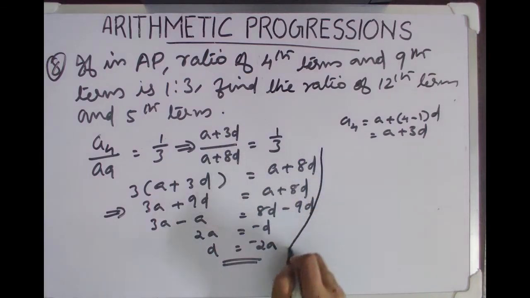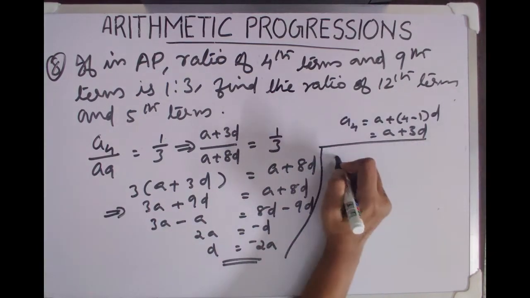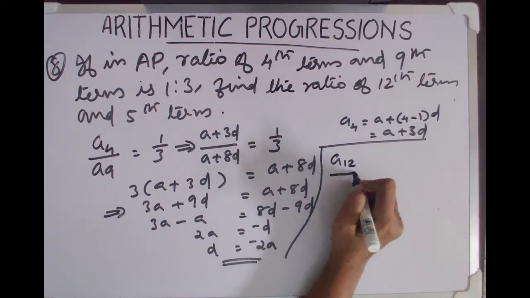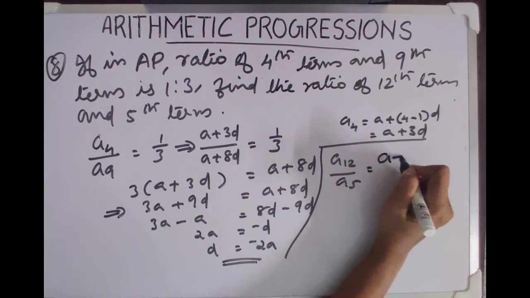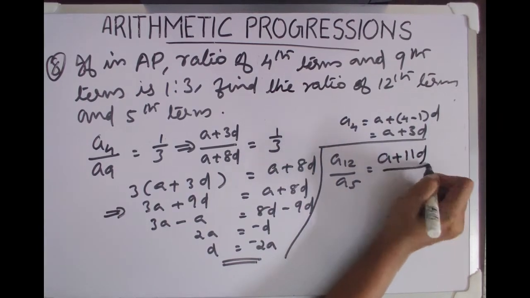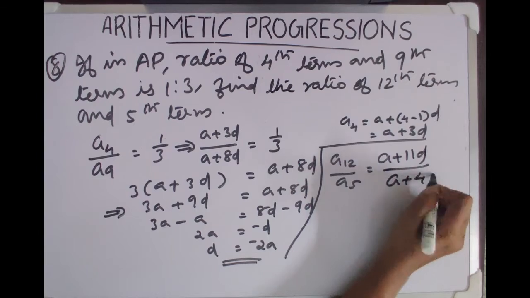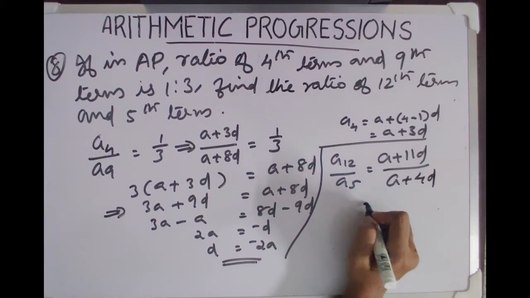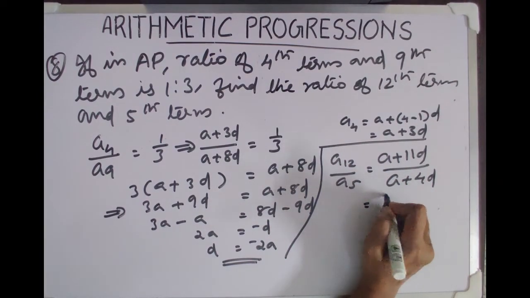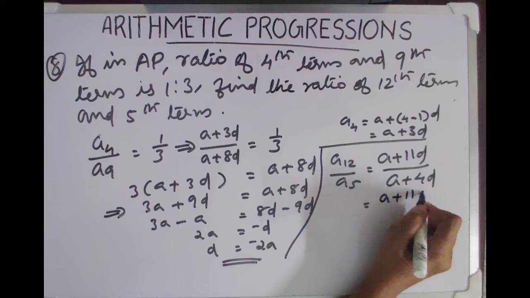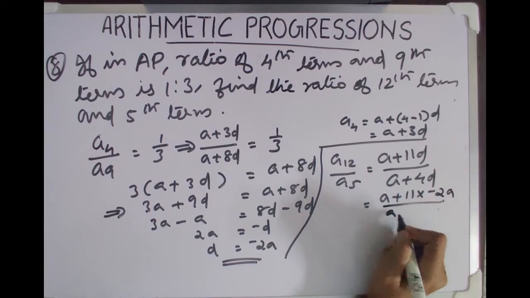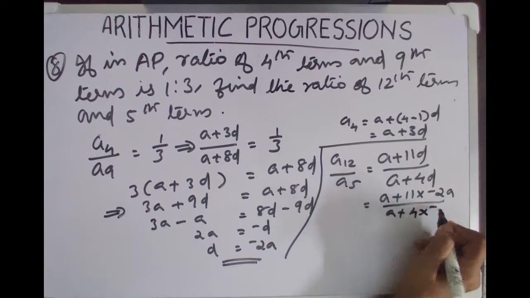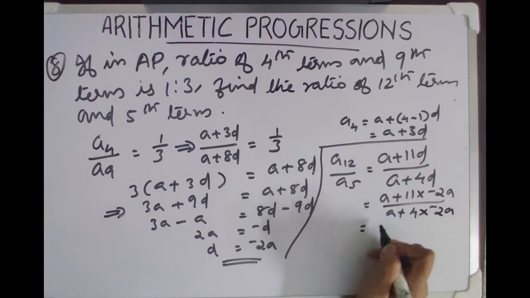That is A12 by A5, that is equal to A plus 11D divided by A plus 4D. We can substitute the value of D. A plus 11 into D, which is minus 2A, divided by A plus 4 into minus 2A.